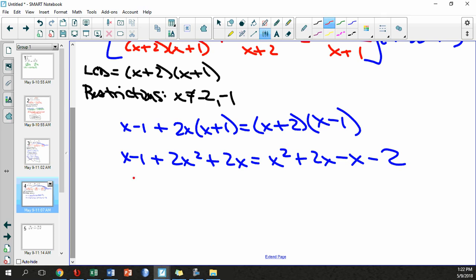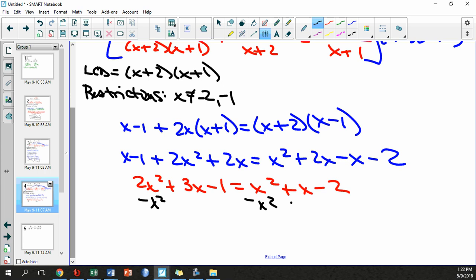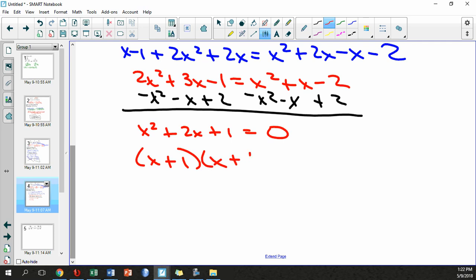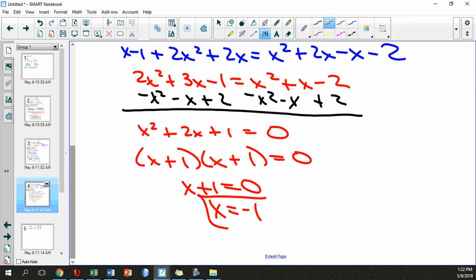So this is going to give you a 2x squared plus 3x minus 1 is equal to x squared plus x minus 2. Now I have to subtract the x squared, subtract the x, and add the 2. It's going to give you x squared plus 2x plus 1 is equal to 0. Factor that, x plus 1, x plus 1. Since it's written down twice, I only need to do it one time. And that means that x is equal to the value negative 1.